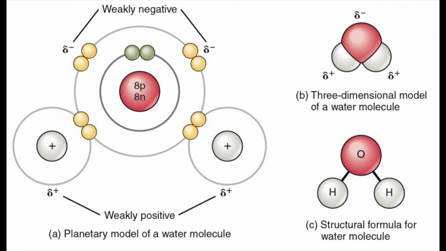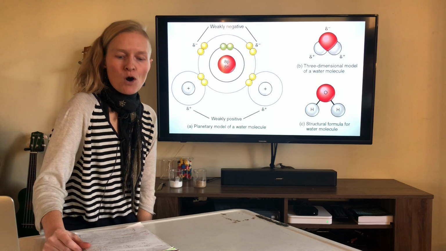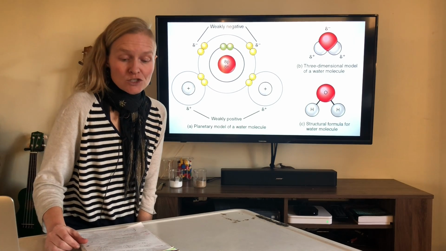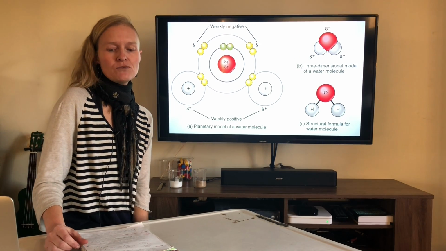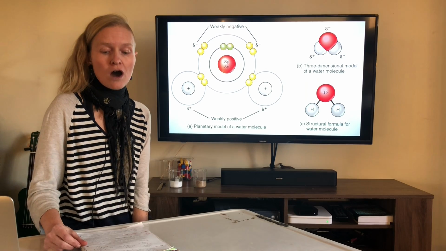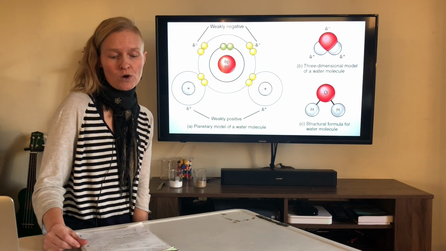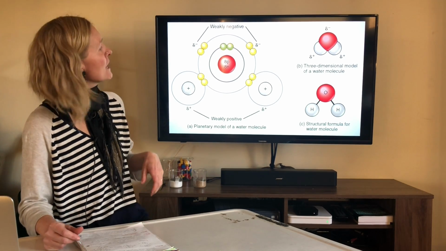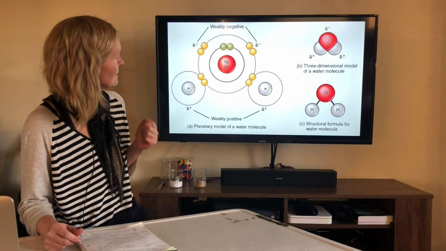In this slide here, we have what's known as a polar covalent bond. In a polar covalent bond, the electrons are shared unequally, creating a charge to the compound or molecule that is formed. So we'll have a positive end and a negative end.